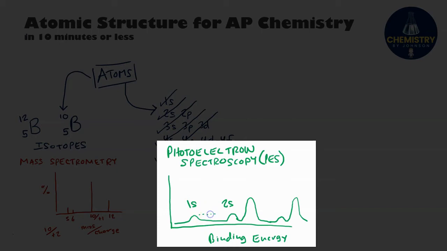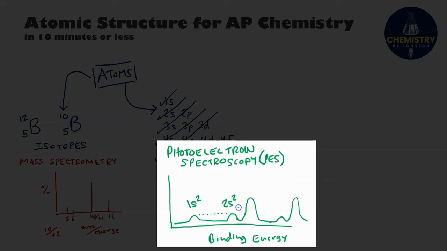Notice the heights of these two peaks are the same, indicating those orbitals hold the same amount of electrons, and you might even remember that quantity. S orbitals can hold 2 electrons apiece. After the 2s, we've got the 2p orbital, or orbitals.